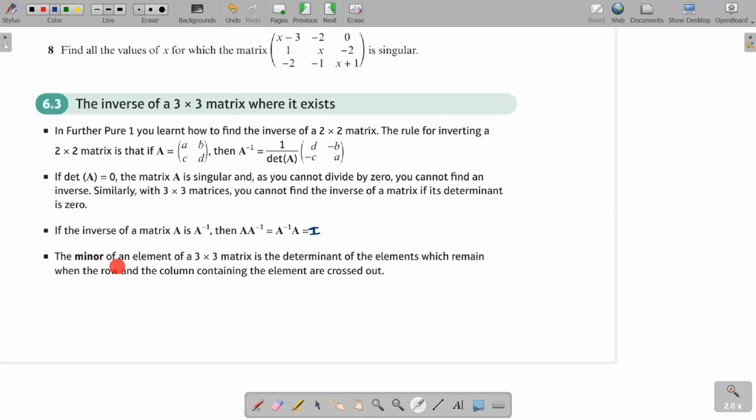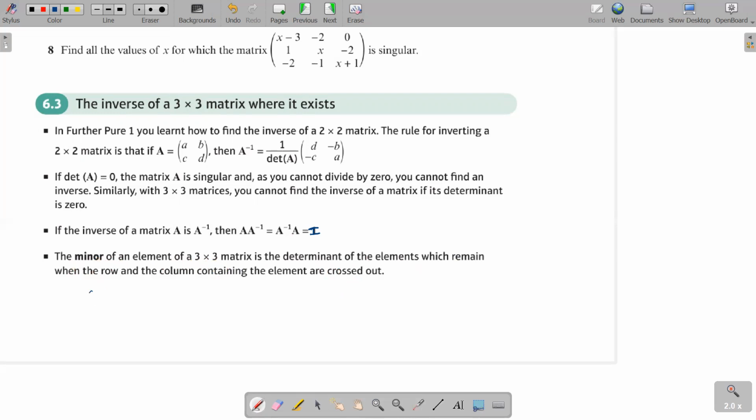And then the other one, these are some important words you should know: the minor of an element. The minor of an element of a 3 by 3 matrix is the determinant of the elements which remain when the row and column containing the element is crossed out. You see what they're talking about here, the minor of an element.